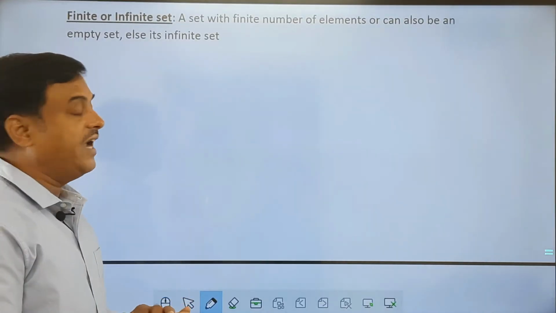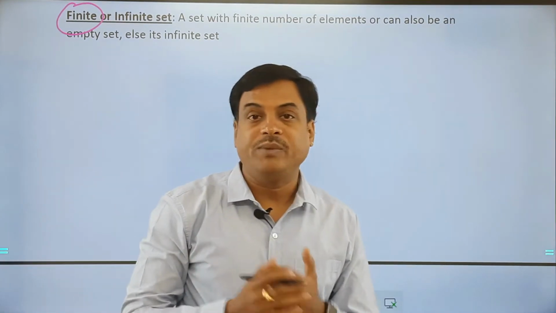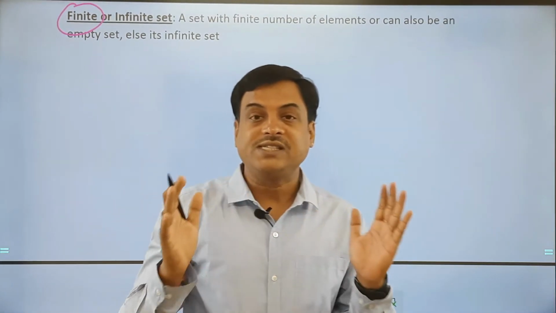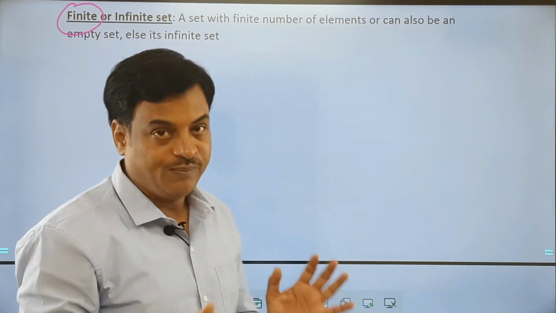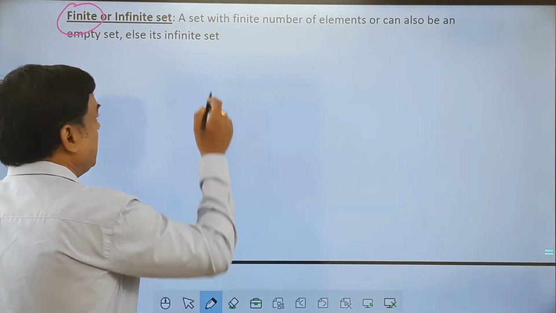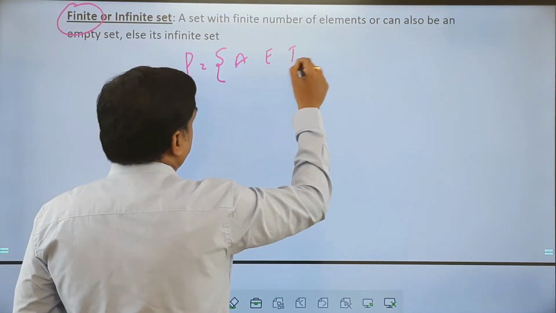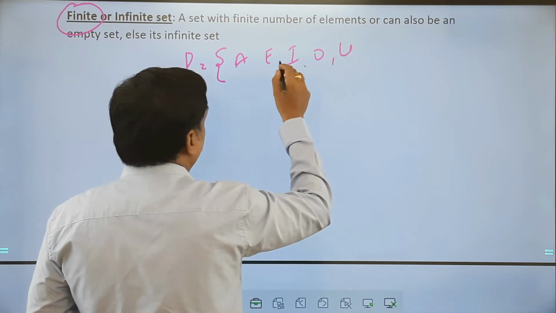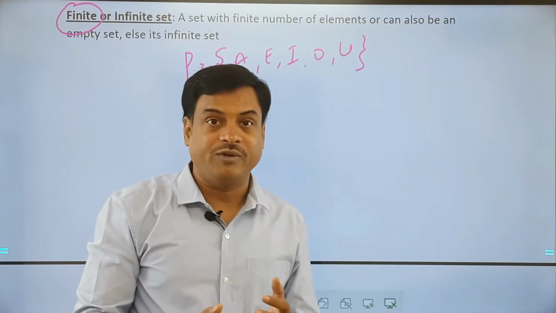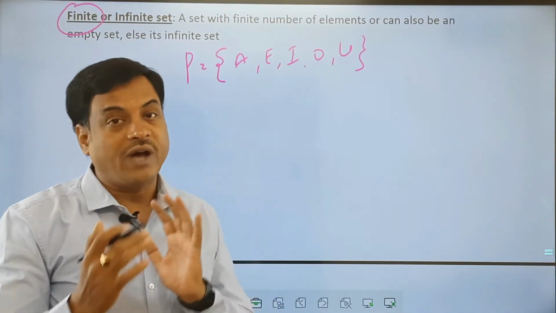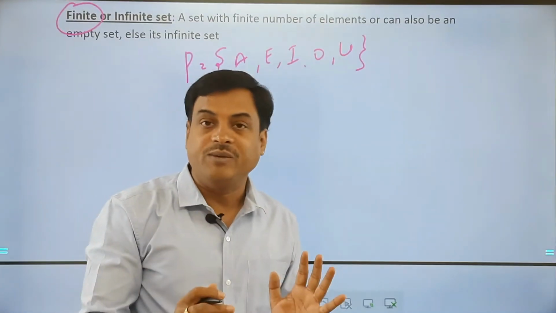The next one is finite set. What is a finite set? What is meant by the word finite? Finite means limited. So if you have a set with a limited number of elements, we call it a finite set. Like for example, if I use again the same example of vowels, A, E, I, O, U. Do we have any more vowels in English alphabets? No, we have exactly 5. So I say set of vowels is a finite set. We have exactly 5 elements in that set.